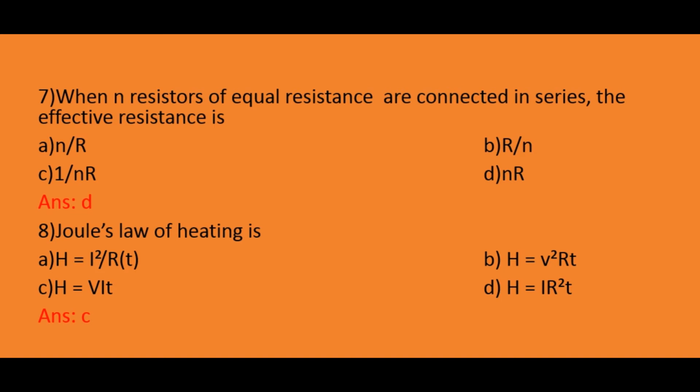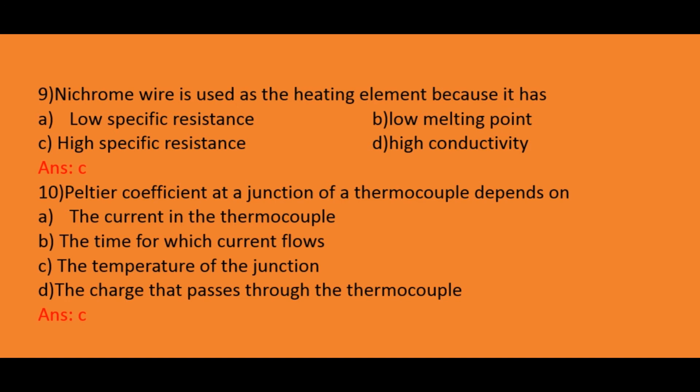The next one is: nichrome wire is used as a heating element because it has. In all heating elements nichrome wire is used. So what is the reason for using nichrome wire in a heating element? The four options are: low specific resistance, low melting point, high specific resistance, and high conductivity. Nichrome wire has the property of high specific resistance. So the answer is D.